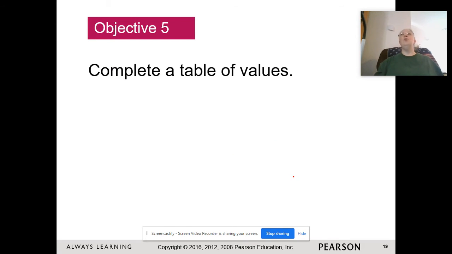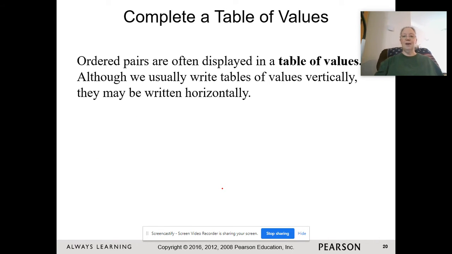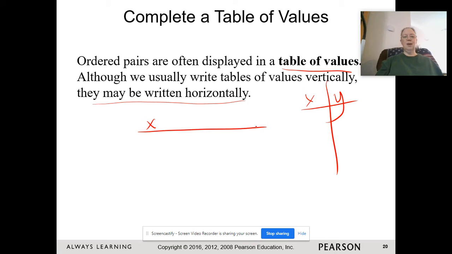Now, the ordered pairs can be written in a couple different ways. We can write it as an ordered pair like this, but we can also have a table of values. I generally call it an XY table. So we usually write tables vertically like this, but depending on the situation, we could also write them horizontally. So I could have an XY table that looked like this.